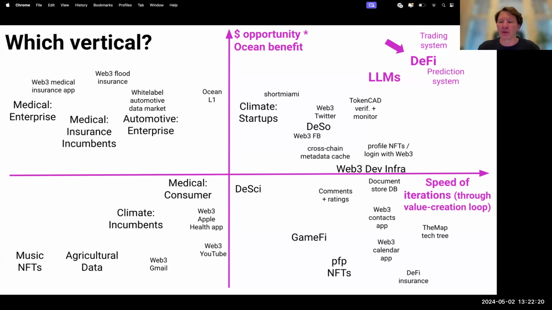Bottom right is good for speed, but probably not as good for money, right? So things like, say, PFP NFTs, right? There's actually pretty good money in that, but Ocean doesn't really move the needle much to help you on that, right? Things like comments and ratings. You can iterate very quickly on that. But it's really hard to make money as a comments and ratings tool because it's really an add-in feature for other stuff, right? And things like calendar apps or contacts apps, you could build these things pretty quickly with Web3.